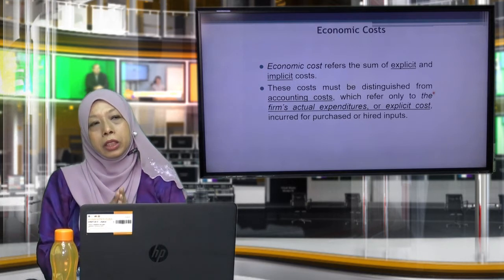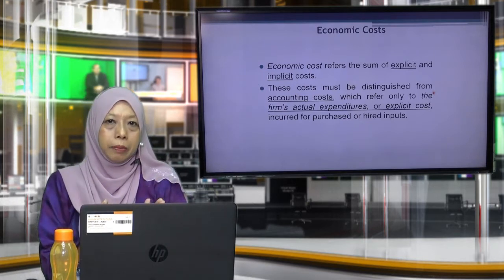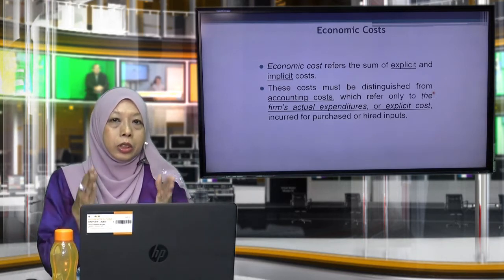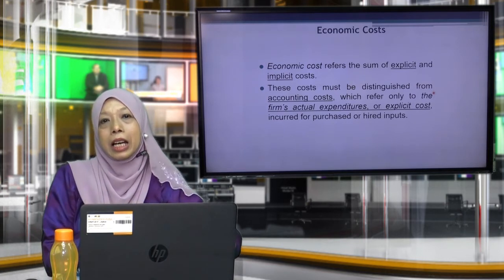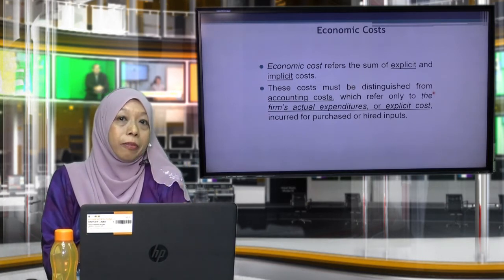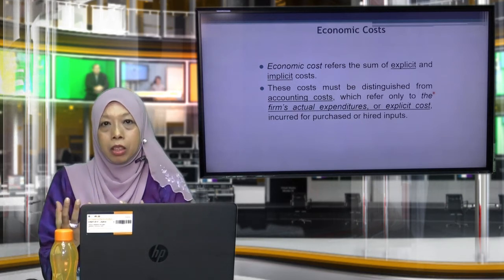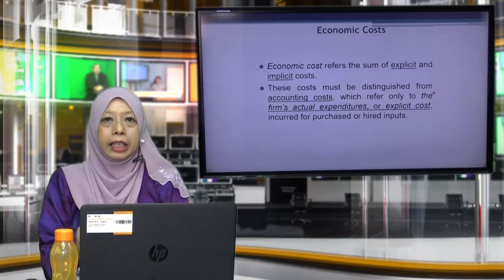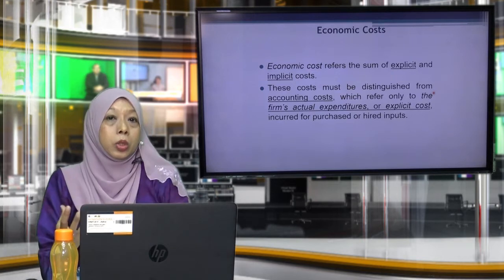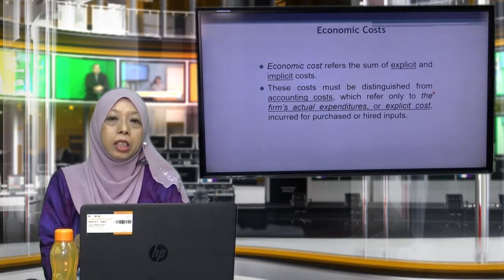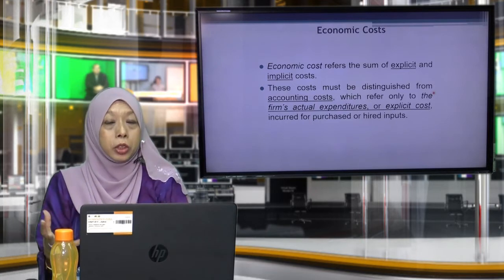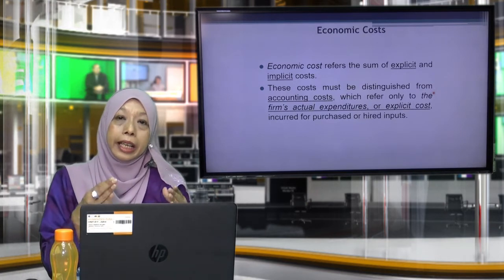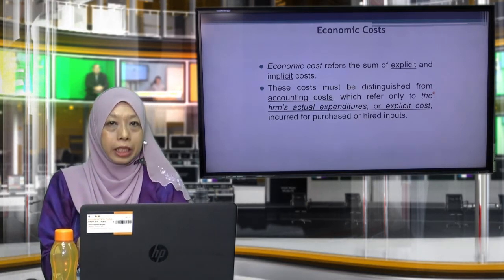So when economists want to measure cost, they will include both explicit and implicit cost. Remember that explicit cost would be the actual out-of-pocket expenditure, but implicit cost would be the cost of using your own resources. Because there is no cash payment when it comes to implicit cost, economists tend to use the concept of opportunity cost to measure implicit cost. But accounting costs only comprise explicit cost.